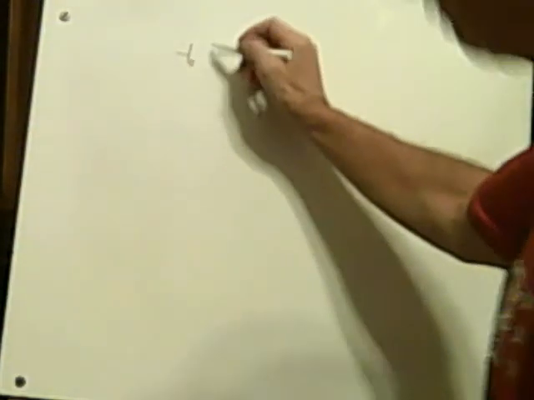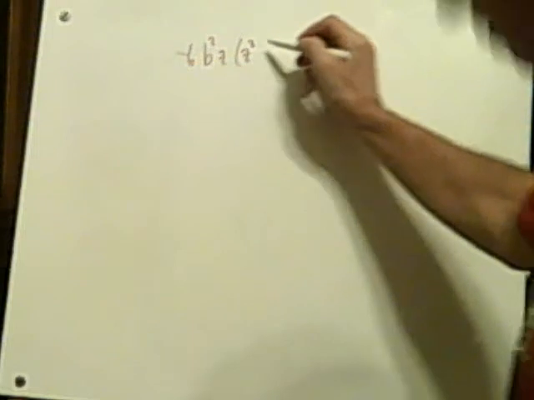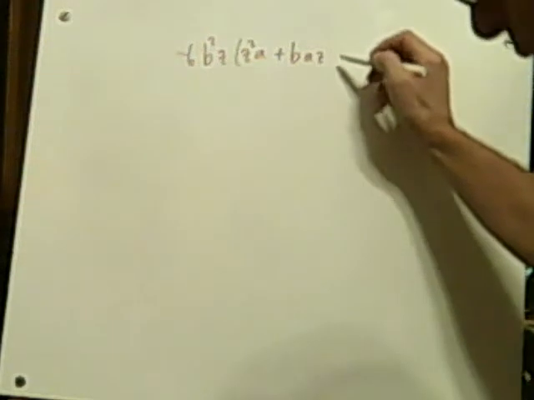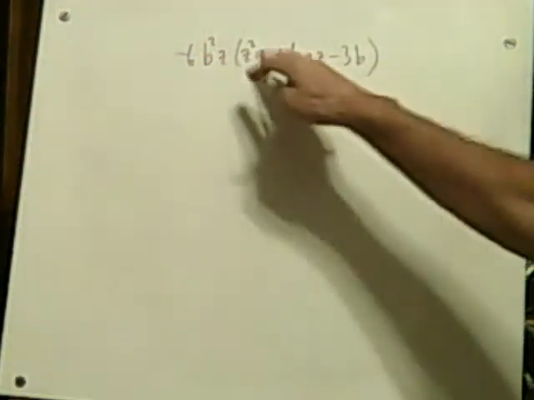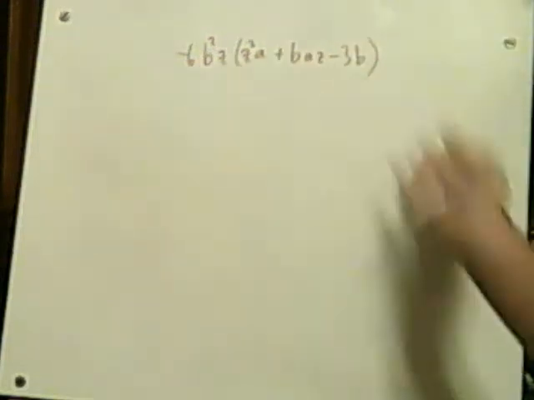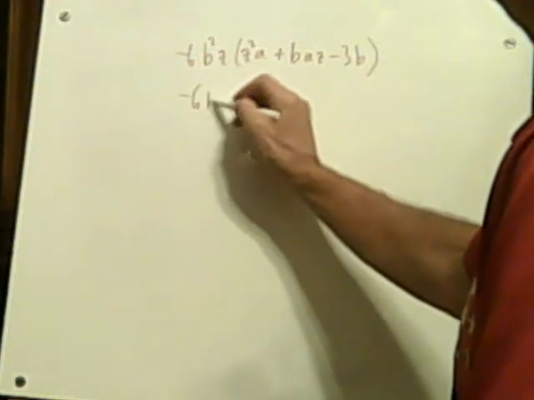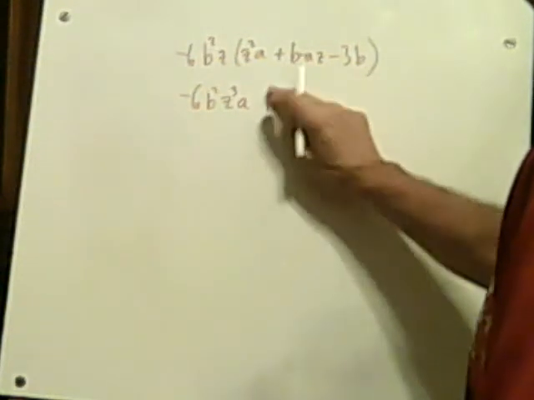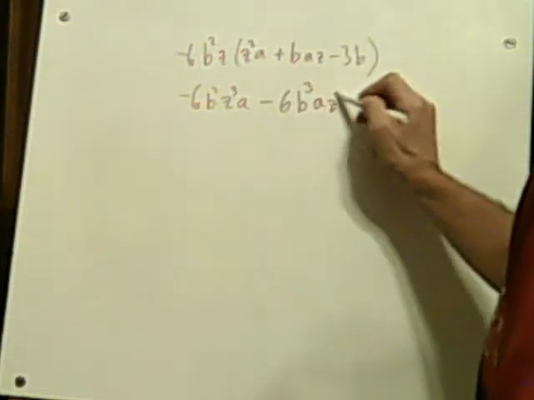Minus 6b squared z times z squared a plus b a z minus 3b. Okay. I just looked in here to see if I had anything to be simplified before we just multiply this through term by term. This is going to be minus 6b squared z cubed a minus 6b cubed a z squared.